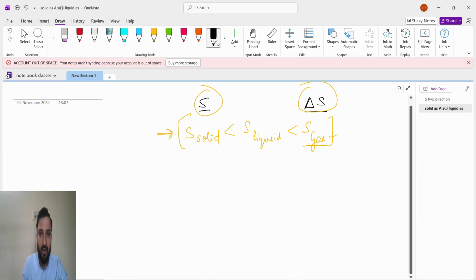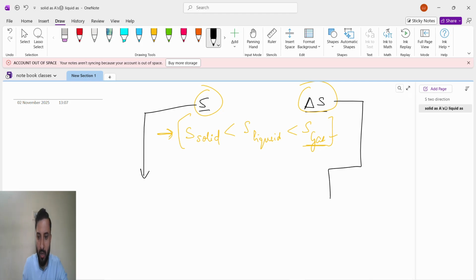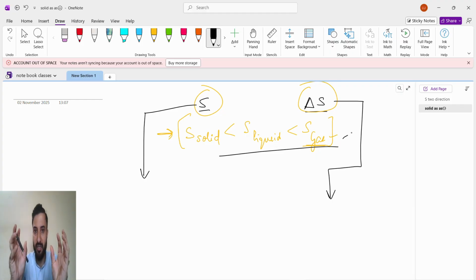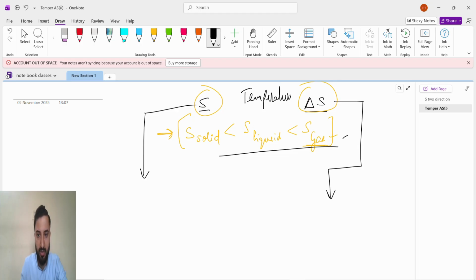Now guys, we have to understand S and delta S. If I talk about entropy and if I talk about change in entropy, after the entropy definition, write down this, that's it. Now understand, no need of writing anything here. Now if I talk about entropy and change in entropy, if I increase the temperature, we will see based upon temperature.